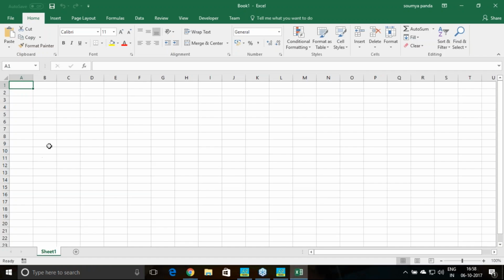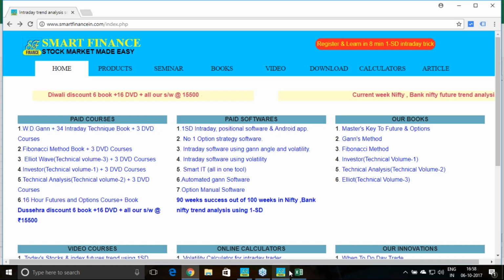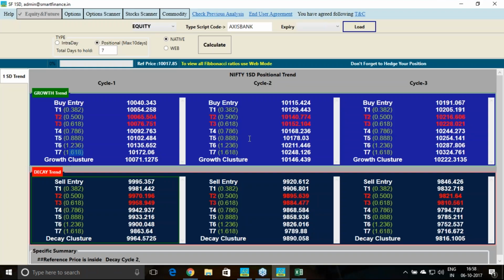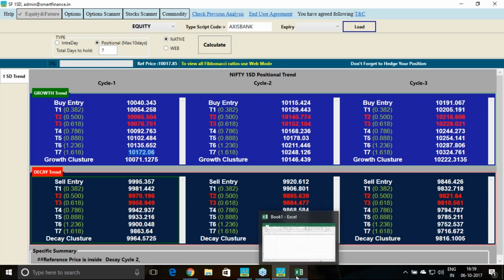So I'll just go to one small option strategy here, which I have promised you is a zero loss strategy. So what happens here? If the Bank Nifty or Nifty gives you an uptrend breakout on Monday, so 10,040 it has come, maximum we are expecting the 10,172 level.